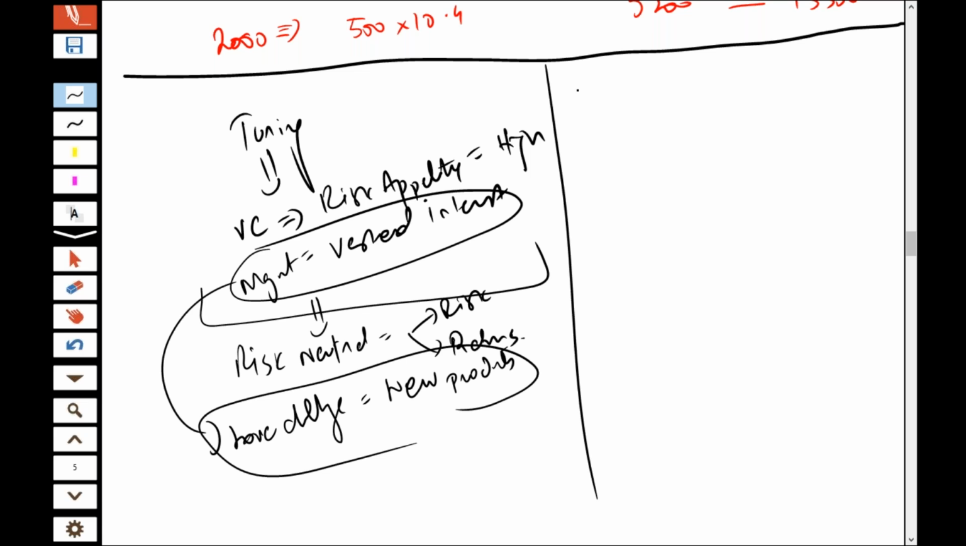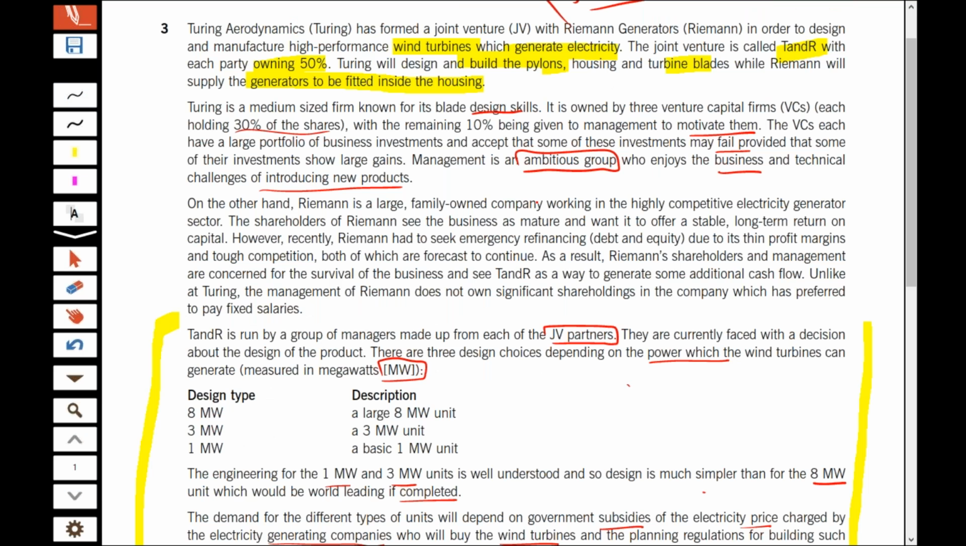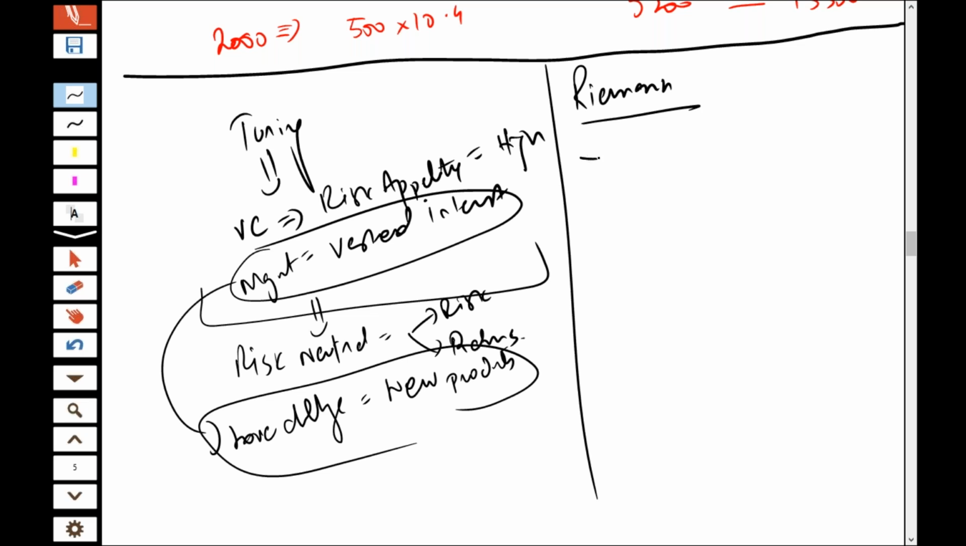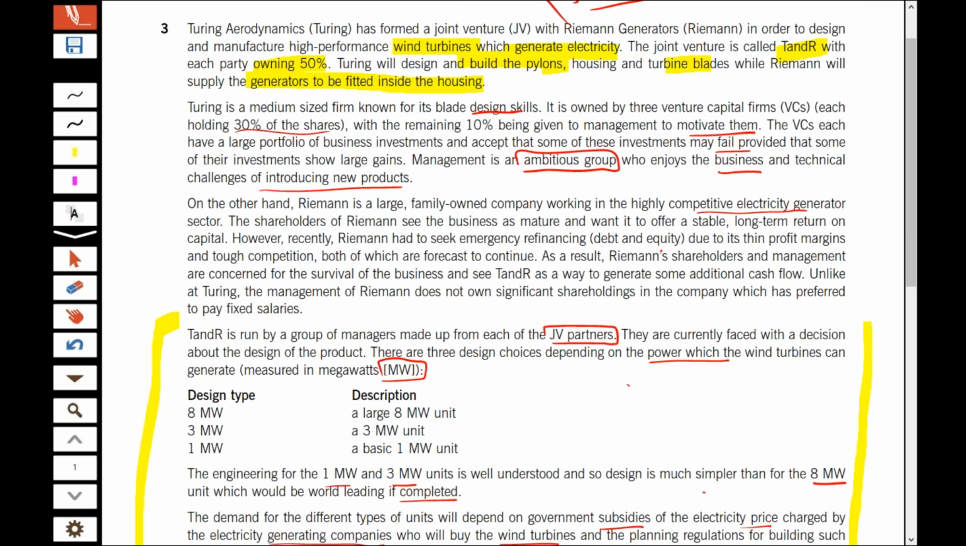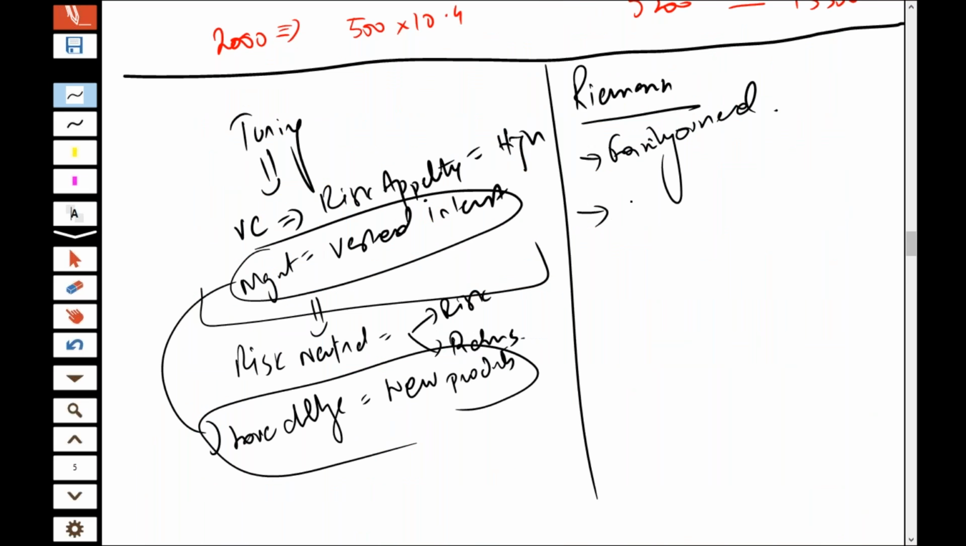On the other hand, Raymond is a large family-owned company working in the highly competitive electricity generator sector. Raymond is a family-owned business working in the highly competitive electricity generation sector. Shareholders see the business as mature and want it to offer a stable long-term return on capital.